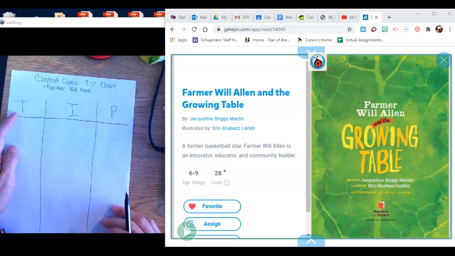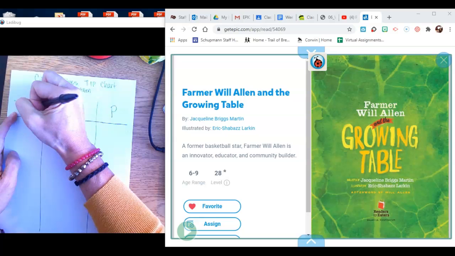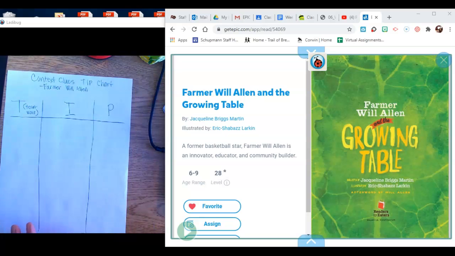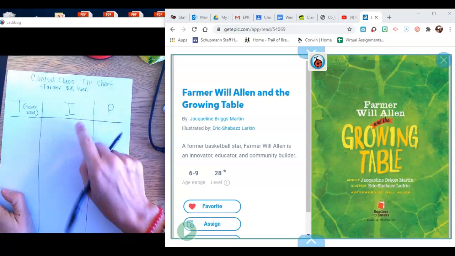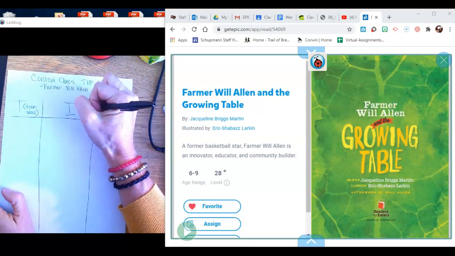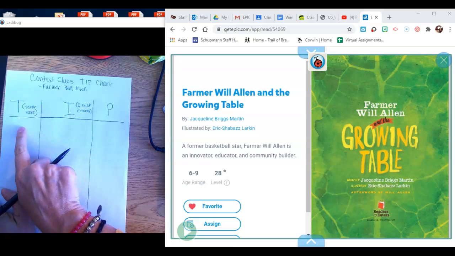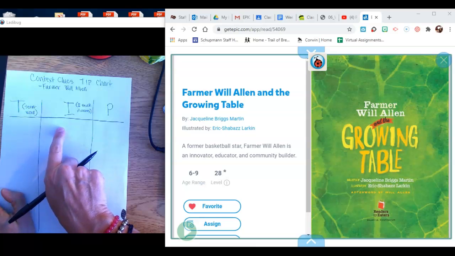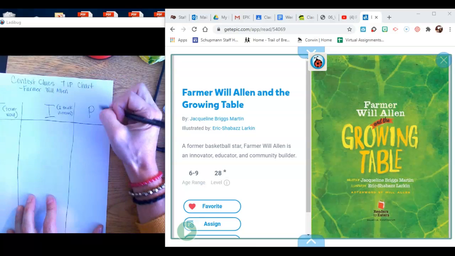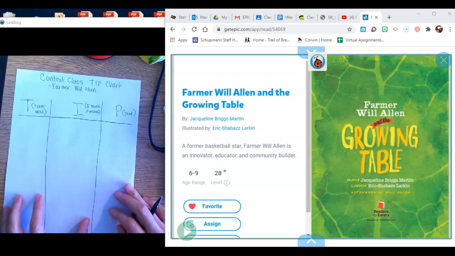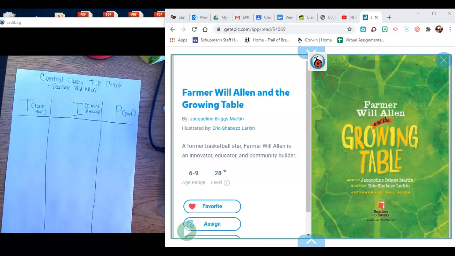The T on our tip chart stands for the term or the word. Term is just a fancy word for word. The I stands for what I think it means. Whatever word you wrote in the T column, I think it means what. And then the P column is for our proof. And our proof is going to come from our text. That's why we call it context clues.